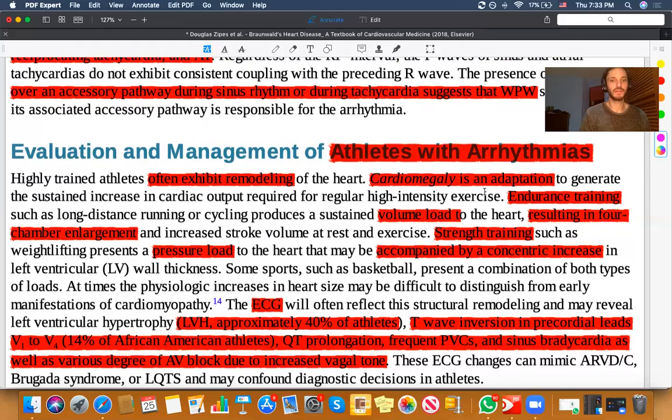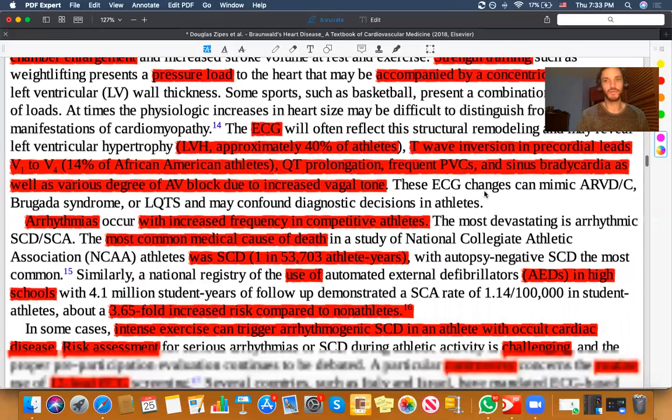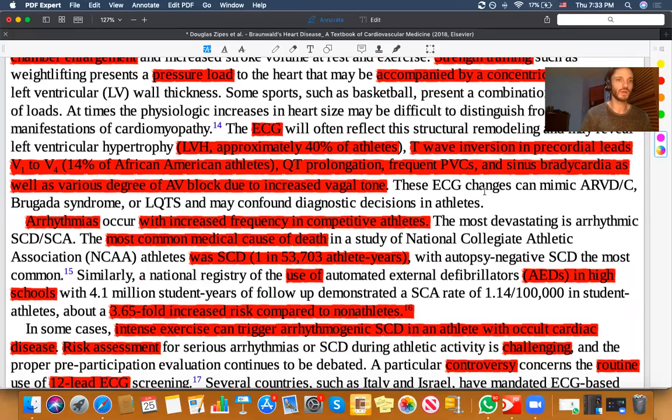ECG changes: you have left ventricular hypertrophy in approximately 40% of athletes, T-wave inversions in precordial leads V1 to V4 in up to 14% of African American athletes, QT prolongation, frequent PVCs and sinus bradycardia, as well as various degrees of AV block due to increased vagal tone. Arrhythmias occur with increased frequency in competitive athletes.